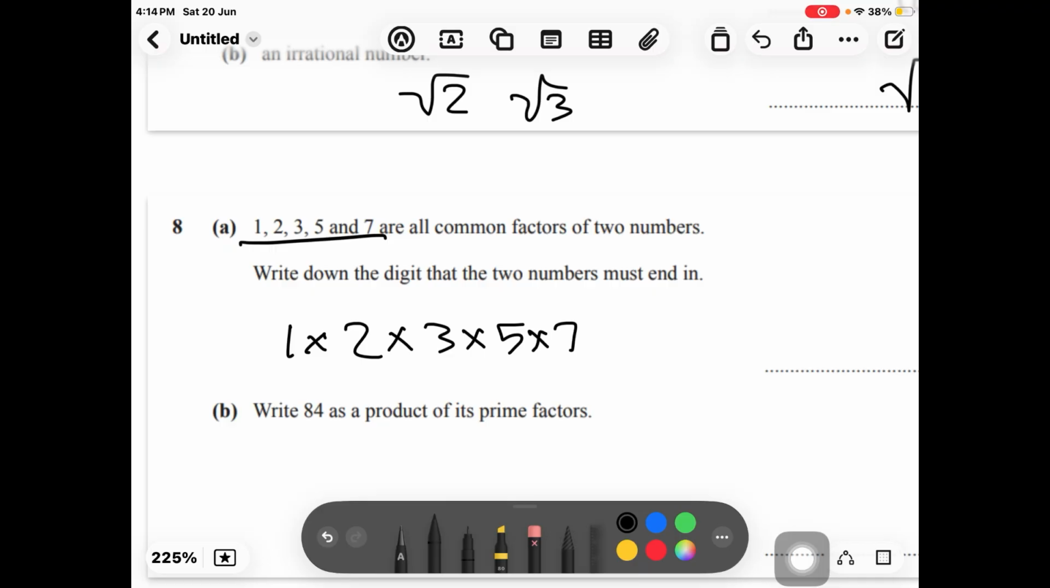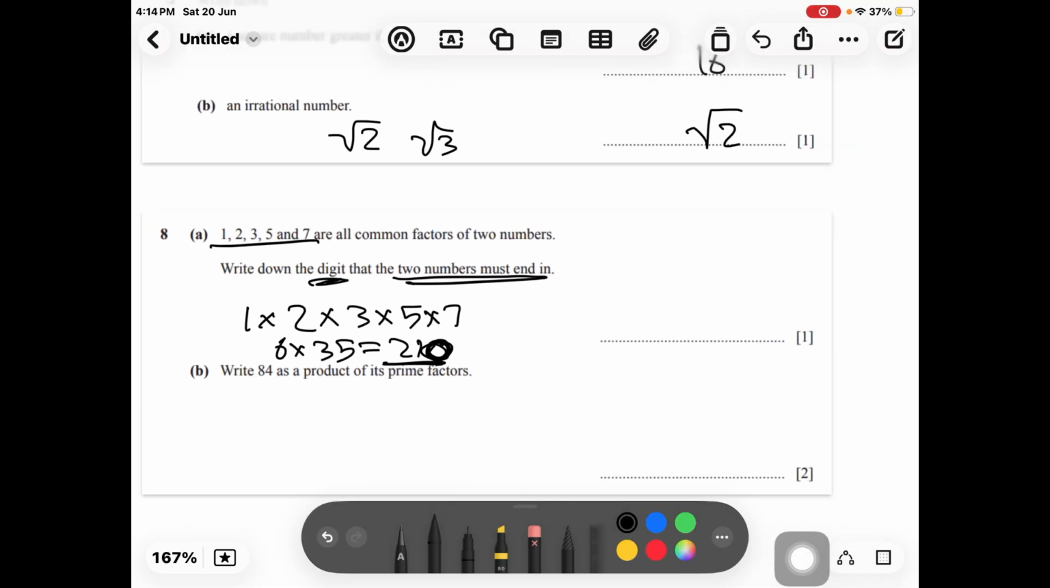And 1 times 2 times 3 is 6. 5 times 7 is 35. 6 times 35 is 210. And as we can see, the number 210 ends with a 0, which means it's a multiple of 10. So any number multiplied by this is obviously going to end with 0. So the digit that the two numbers end with is always going to be a 0. So our answer is simply a 0.